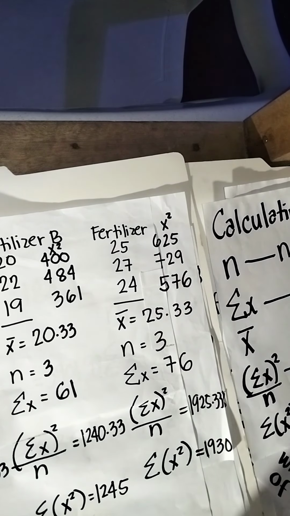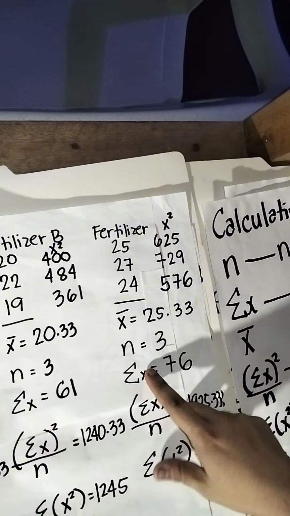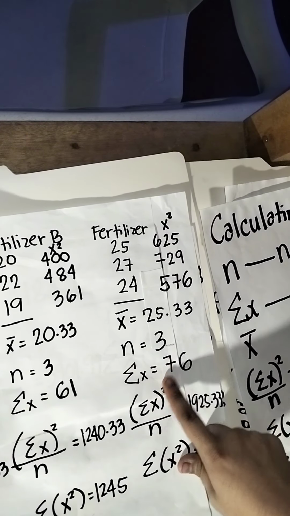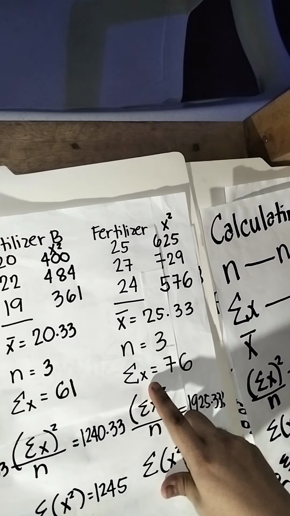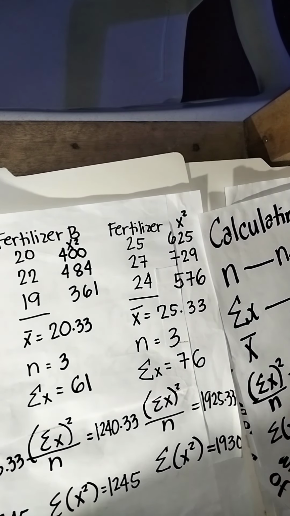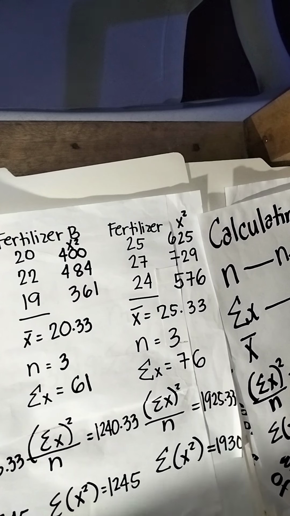Okay, there are three of them. So now, what is the number of our n, or our sample? It's 3. So now, we get the summation of x. So what is our x? We have 25 plus 27 plus 24. When we say it's the summation of x, we are just adding our x. In our case, we have 25, 27, and 24. So what is our summation of x? Our summation of x is 76.